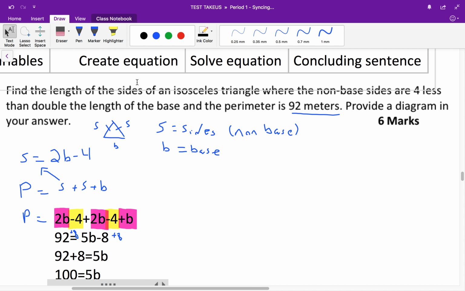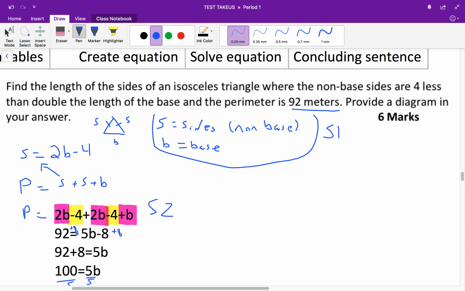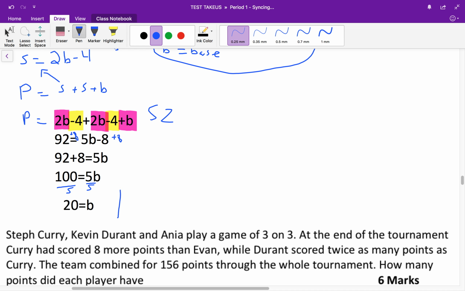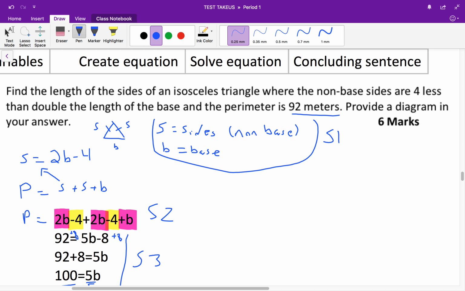So we created our equation right here. This is our step 2. This here was step 1. And we solved it here. This would be step 3. But we're not quite done because we need to solve how big those sides are.